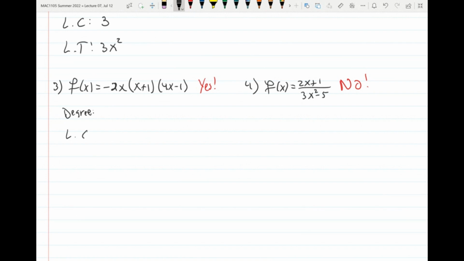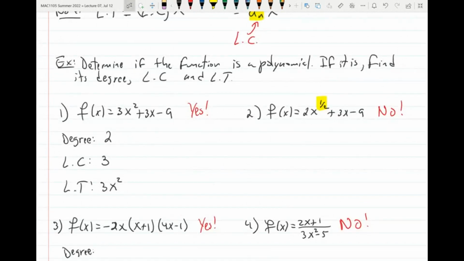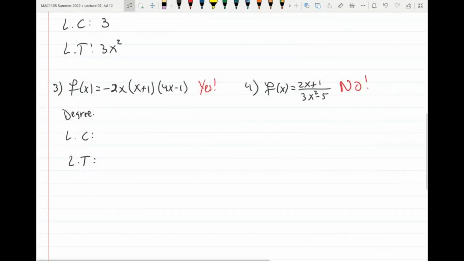Degree, leading coefficient, then leading term. Of course, when it's given like this, you can see it. But for example, if you have the polynomial in factored form, which is the unlucky case, you don't see explicitly what the leading term is. So you have to figure it out. Now, how do you figure this out?